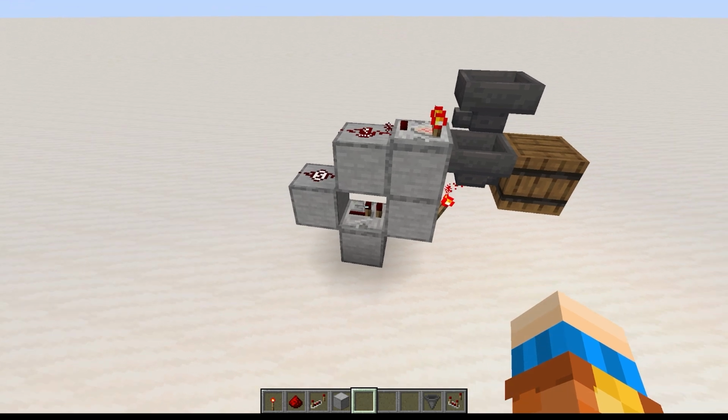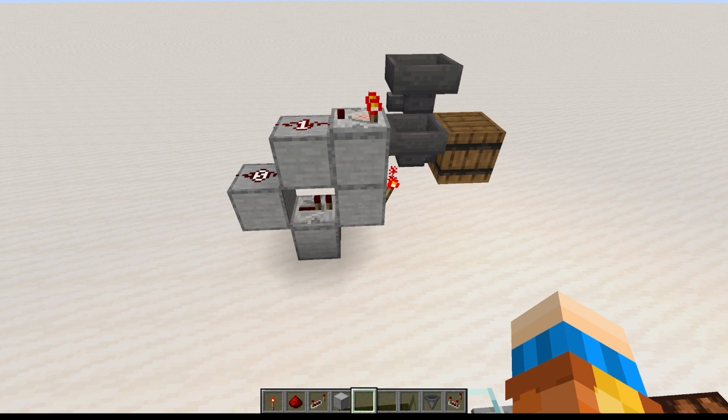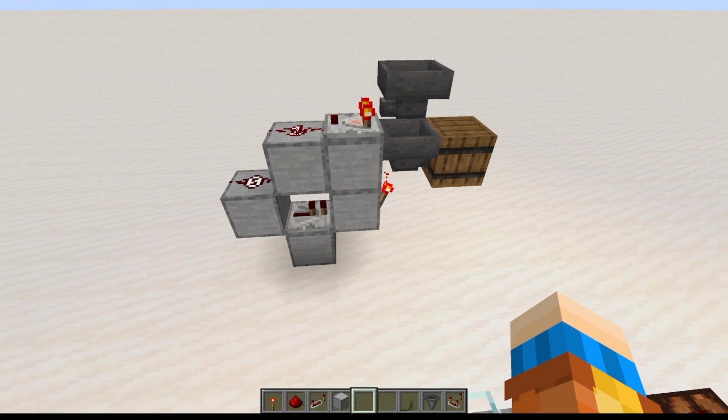There's a repeater coming out of the lower building block, which will pull power out when the lower building block becomes weakly powered by the redstone dust on top of it. The repeater propagates any of that redstone power forward to the block in front of it, which holds the redstone torch.